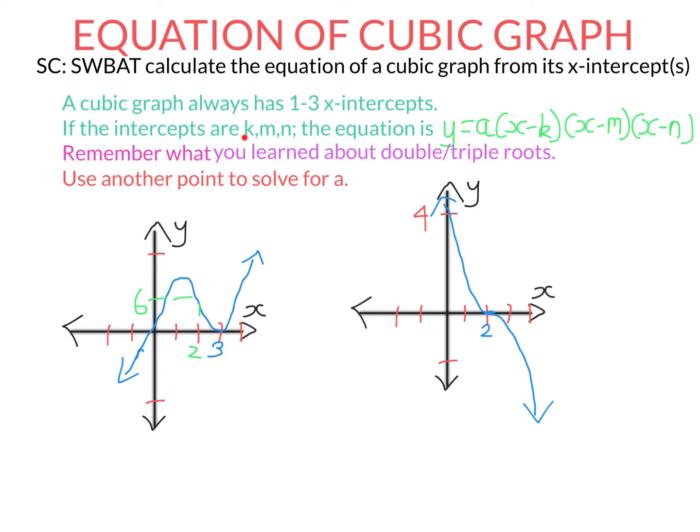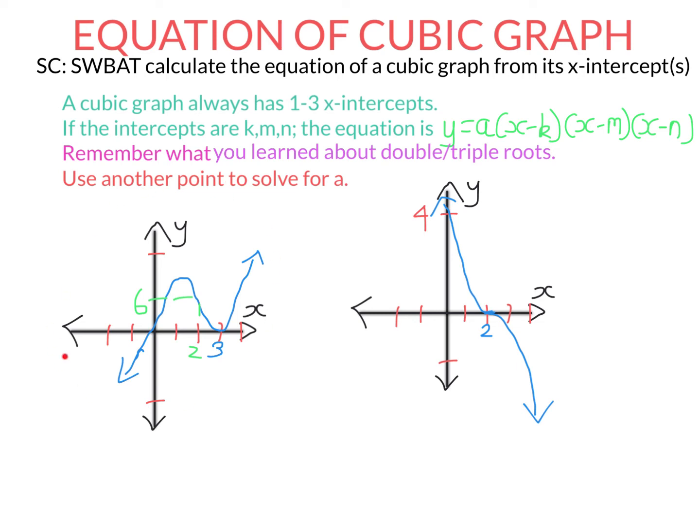If you have the intercepts k, m, and n, the equation is just y equals some number a times (x minus first intercept) times (x minus second intercept) times (x minus third intercept). But what we have to do is use what we learned about double and triple roots. Remember, we learned that a single root cuts the axis, a double root bounces at the x-axis, and a triple root kind of wiggles through the axis. So we're going to use all of this, and then we're going to find another point on the curve to solve for a, and we will have our equation.